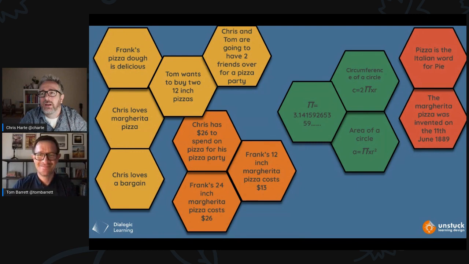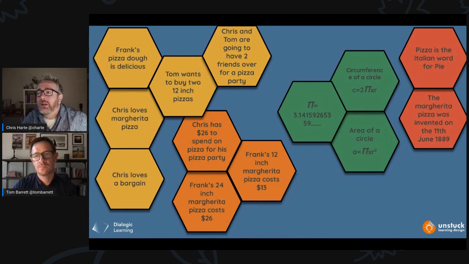That's excellent. We might have, like, on the orange group here, this is how much money we've got to spend. So we've got $26. Frank's 12-inch margarita costs $13, and Frank's 24-inch margarita costs $26. So you're like, okay, well, it costs the same to get two 12 inches and one 24-inch. So maybe we can discount that.